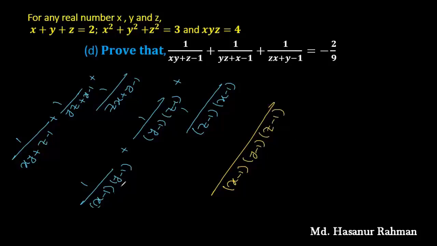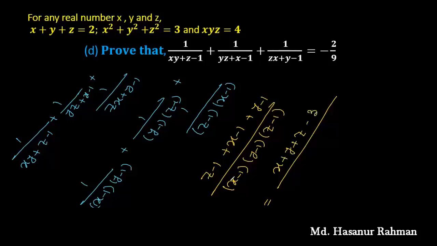Then we have to divide this denominator by that denominator. That means we will get z minus 1 at numerator. Similarly, we'll get x minus 1 from the second term, and from the last term, we'll get y minus 1. So x plus y plus z minus 1, 1, 1, that is 3. Now we have to multiply this one. So first, if we multiply x minus 1 and y minus 1, what will we get? We'll get xy minus x minus y plus 1, and that times z minus 1.